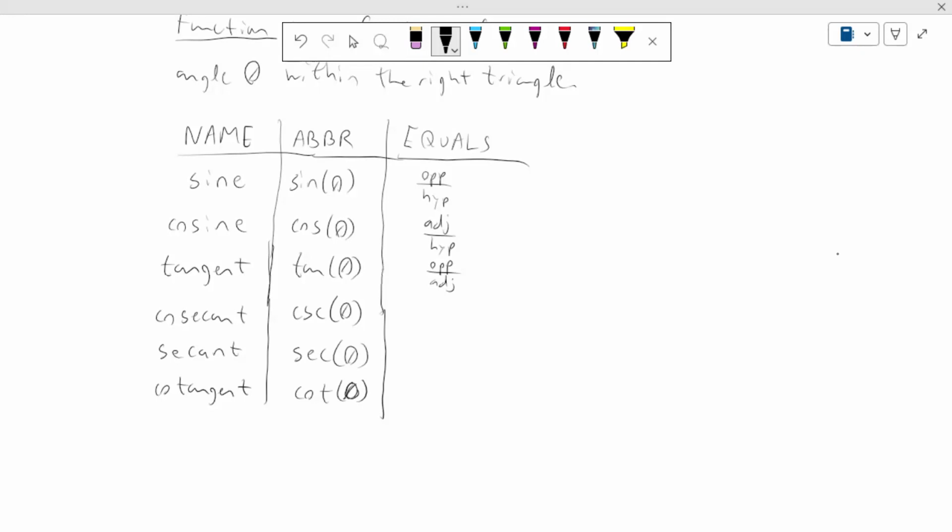I called cosecant, secant, and cotangent the reciprocal functions, and that's just because cosecant literally is the reciprocal of sine. It is just the hypotenuse divided by the opposite side. Secant is the reciprocal of cosine, so the hypotenuse over the adjacent side. And then cotangent is the reciprocal of tangent, so we get adjacent over opposite. Okay. Fair enough.